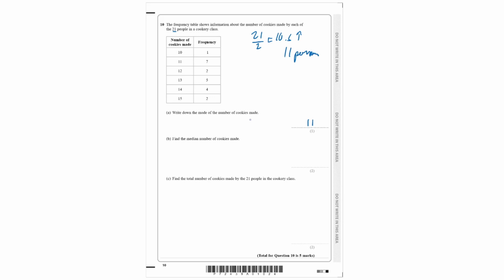So we can see here that the first frequency is 10. So 10 is only repeated once. 11 is repeated 7 times. So here I can write 1, 2, 3, 4, 5, 6, 7. And finally, we have here 12, which is repeated twice, and we have 13, which is repeated 5 times. So we have 1, 2, 3, 4, 5, and we have 14 repeated 4 times. 1, 2, 3, 4. And we have 15 repeated twice.